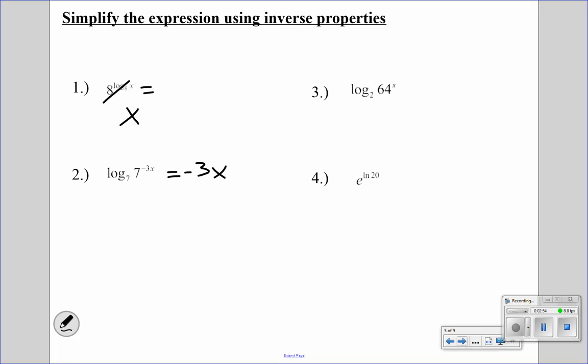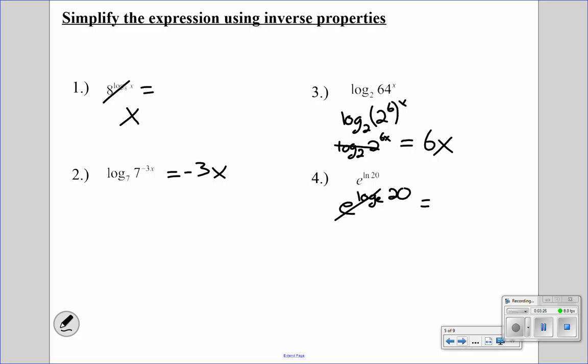Now this one, there's nothing that we notice immediately that cancels out, but we can rewrite 64 as 2 to the 6th. Now remember, when we do power to power, we multiply, so we simply have log base 2 of 2 to the 6x. It's as if these cancel out, and we're left with 6x, based on our properties. With this one, it's easiest if we rewrite natural log as log base e, because that's what natural log is. Now, we can see that these, obviously, cancel out, and we're left with just 20.